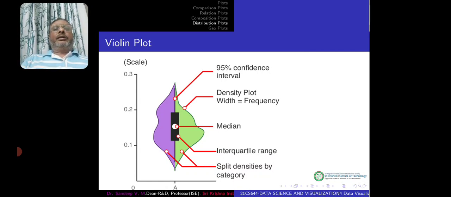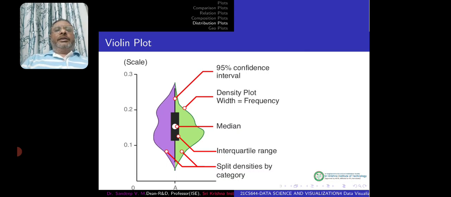Here, what it is trying to say is there is one box plot hidden inside, and it talks about median, first quartile, third quartile, and minimum, maximum. Everything is represented in the center black one. Along with that, the densities are also plotted.